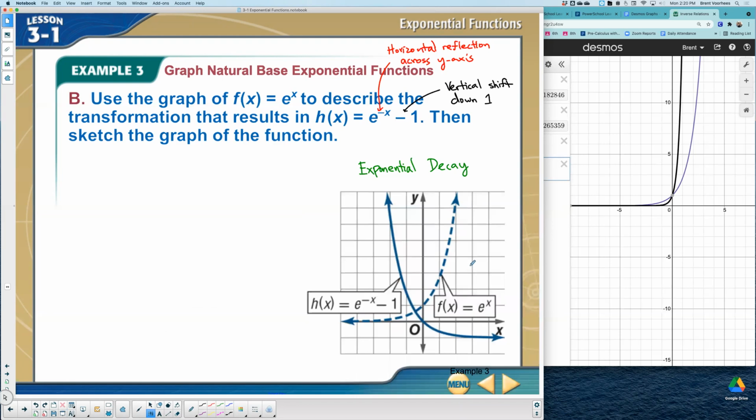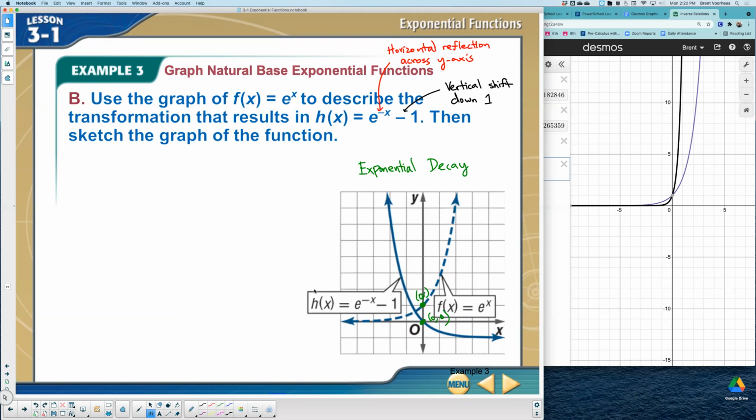I'll just show you the pictures this time. You could take any point that you know the graph is supposed to have. For example, the original graph goes through the y-axis at a height of 1. This reflects that across the y-axis, which doesn't change that point, and then goes down 1 unit, to right there. As you can see, that point does go down 1 unit, so from (0, 1) to now (0, 0). Okay, so that's how that would work.